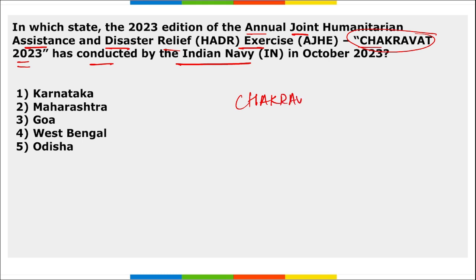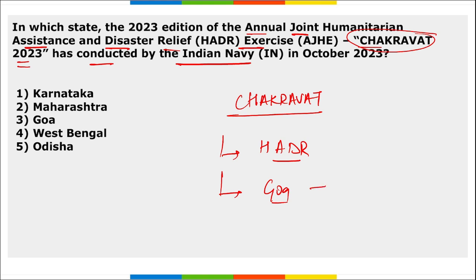Right? This is the name of the exercise, Chakrawat, right? This is a humanitarian assistance and disaster relief exercise. The question asked here is, this 2023 edition of Chakrawat was conducted by which state? So it was conducted by Goa, right? The 37th National Games were also held in Goa only, correct?